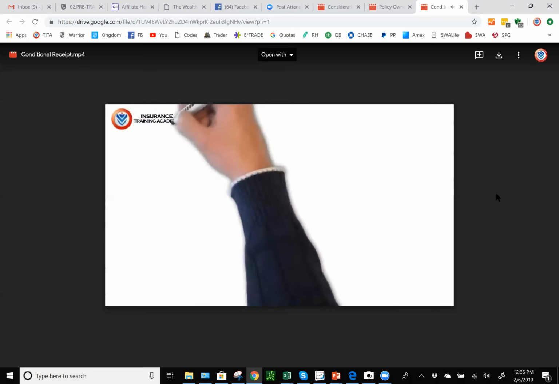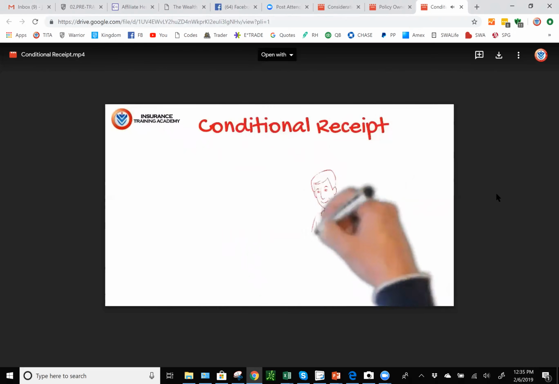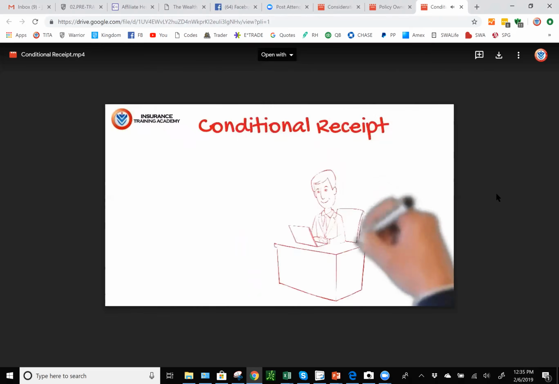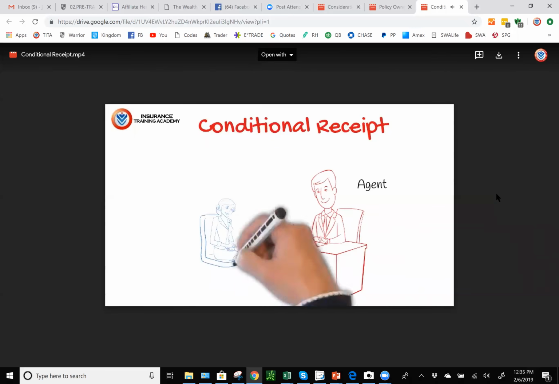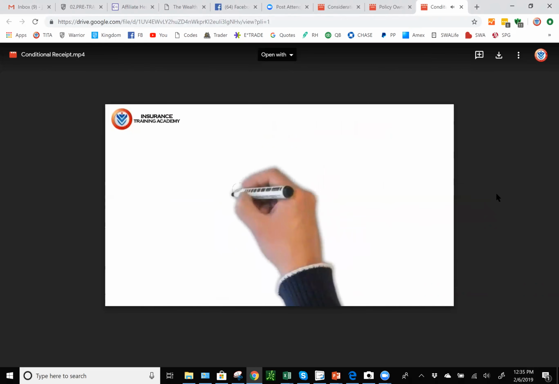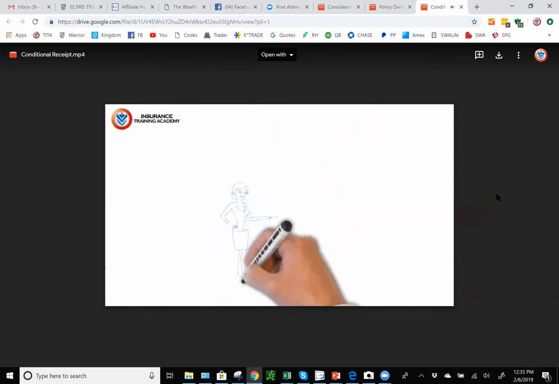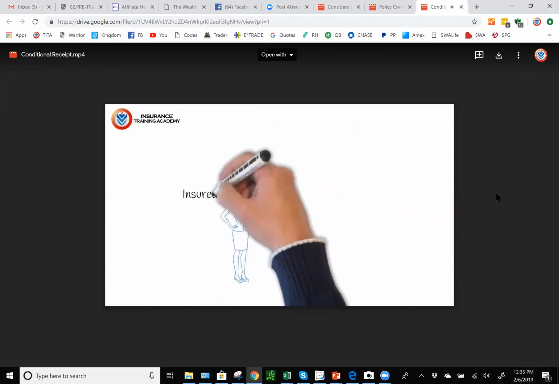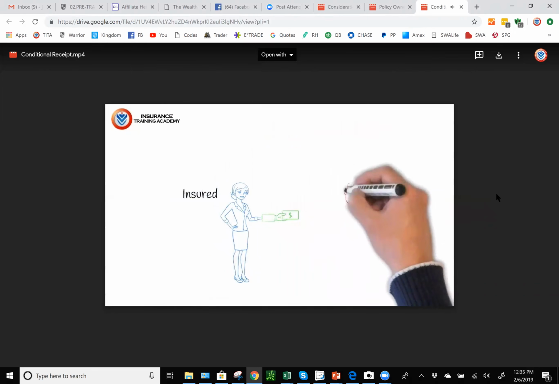So let's take a look at a scenario here. We have Bob. Bob is the agent. Bob is completing an application on Jane. Jane is going to be the proposed insured. At the end of the application process, they both sign. Jane gives Bob a check for at least the first month's premium. In return, Bob gives Jane a conditional receipt.